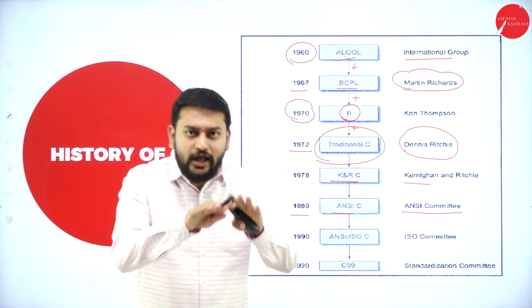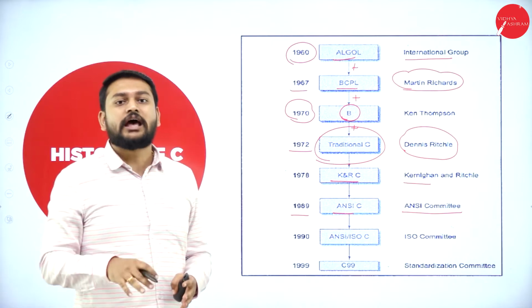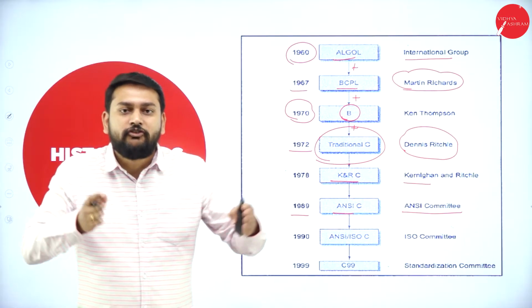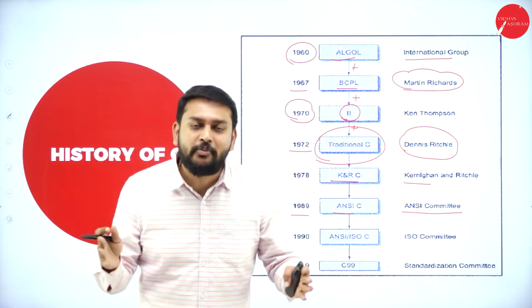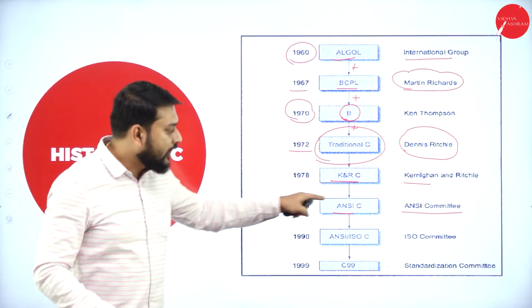But now the committee will decide that everything should come in the same way for everyone, and then they will form one committee and the committee will approve that language. So when does that happen?